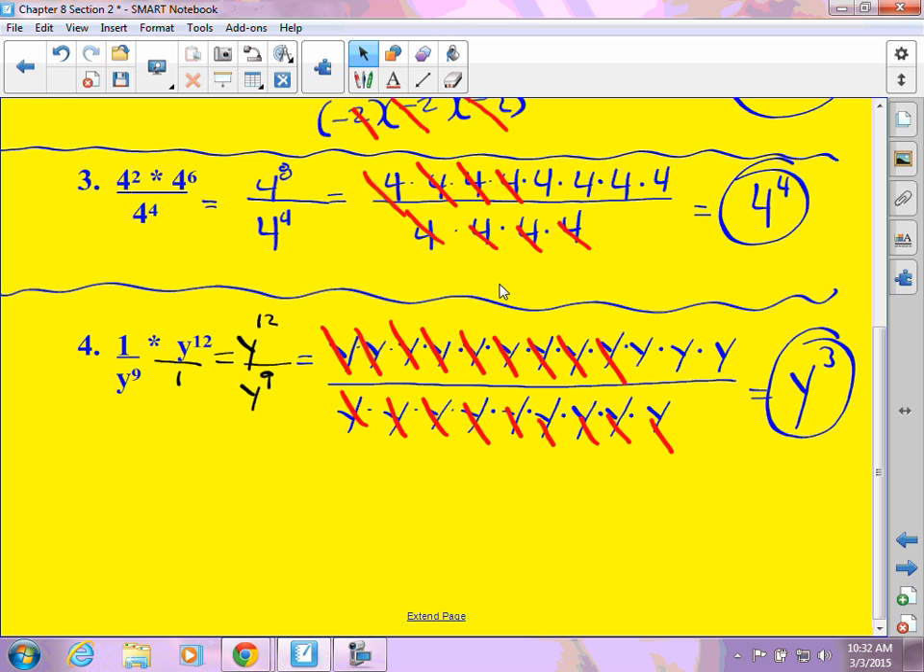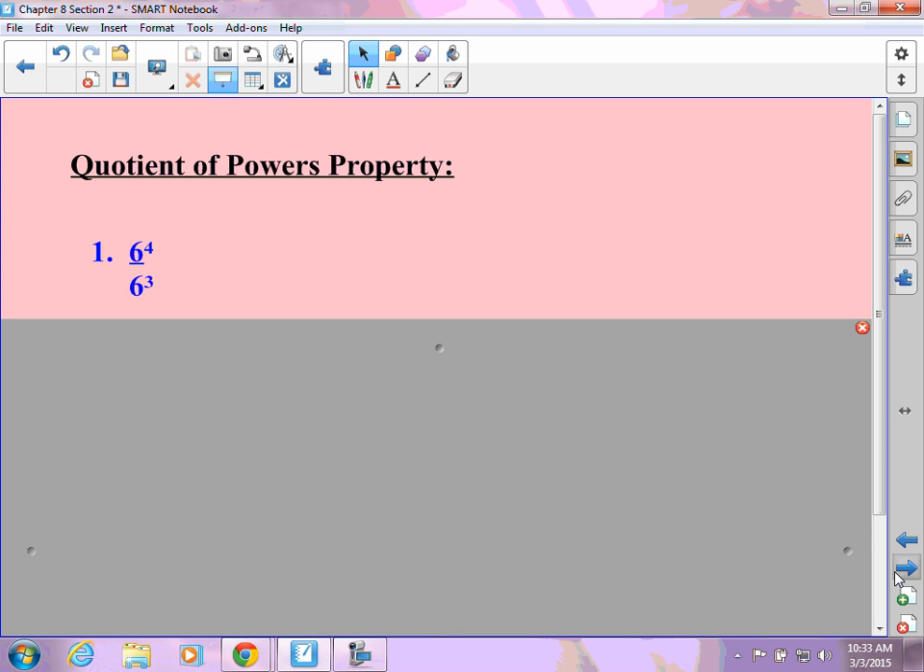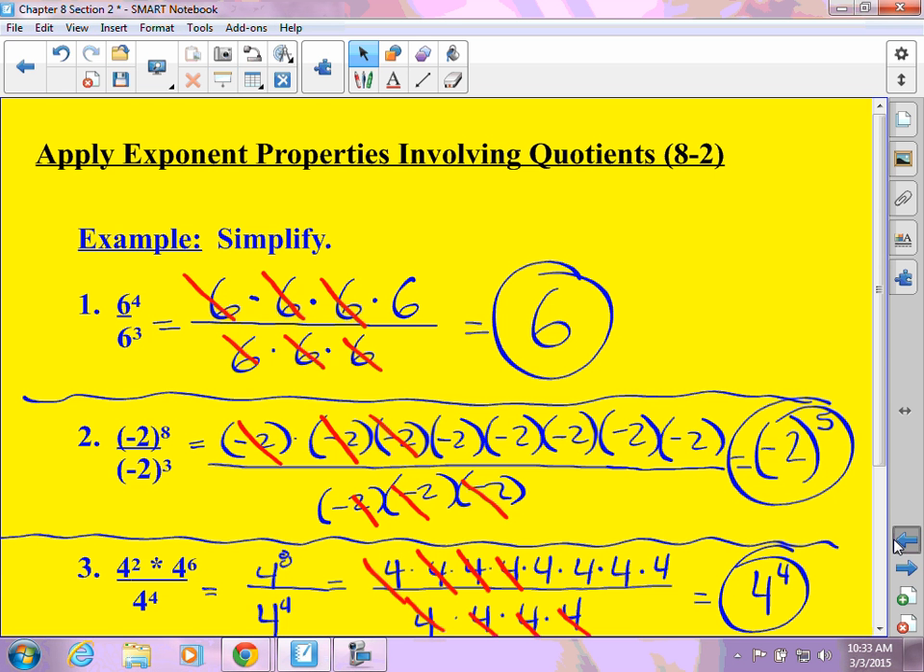This is called the quotient of powers property. If I look at what we just did, if I have 6 to the fourth and I have 6 to the third, what do you think the rule is going to be? Subtract what? The exponents. Whenever I have bases that are the same and I have exponents, all I need to do is subtract them. So 4 minus 3 is 1, so I get 6 to the 1. I've got 8 and I got 3, and I subtract it and got negative 2 to the fifth.